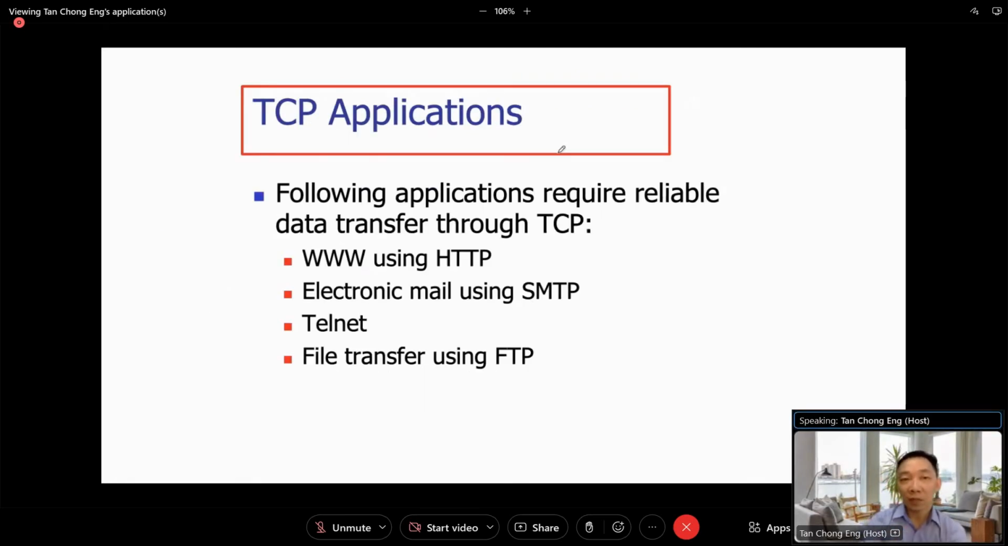Okay, some of the TCP applications. For example, if you want to do data transfer through TCP, you can use the World Wide Web using HTTP. And you can use electronic mail as well, Telnet, and file transfer using FTP. So those are all TCP applications.